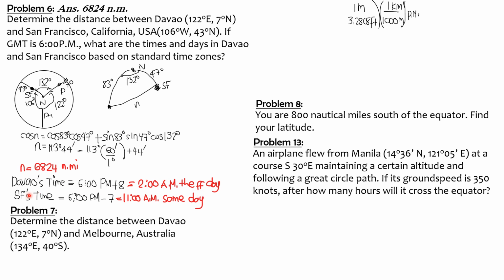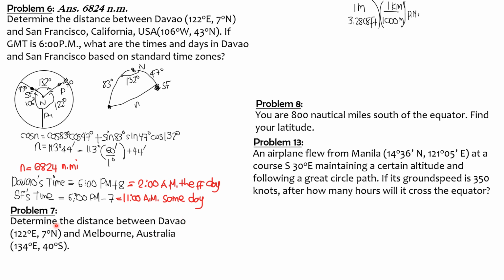While San Francisco's time is Greenwich Mean Time minus 7 because it lies in the west side, where 7 is 106 degrees divided by 15 degrees per hour, so that's about 7, and we round it off to 7. So 6 p.m. minus 7 is 1 hour below 12 noon, so that is 11 a.m. and it is in the same day.